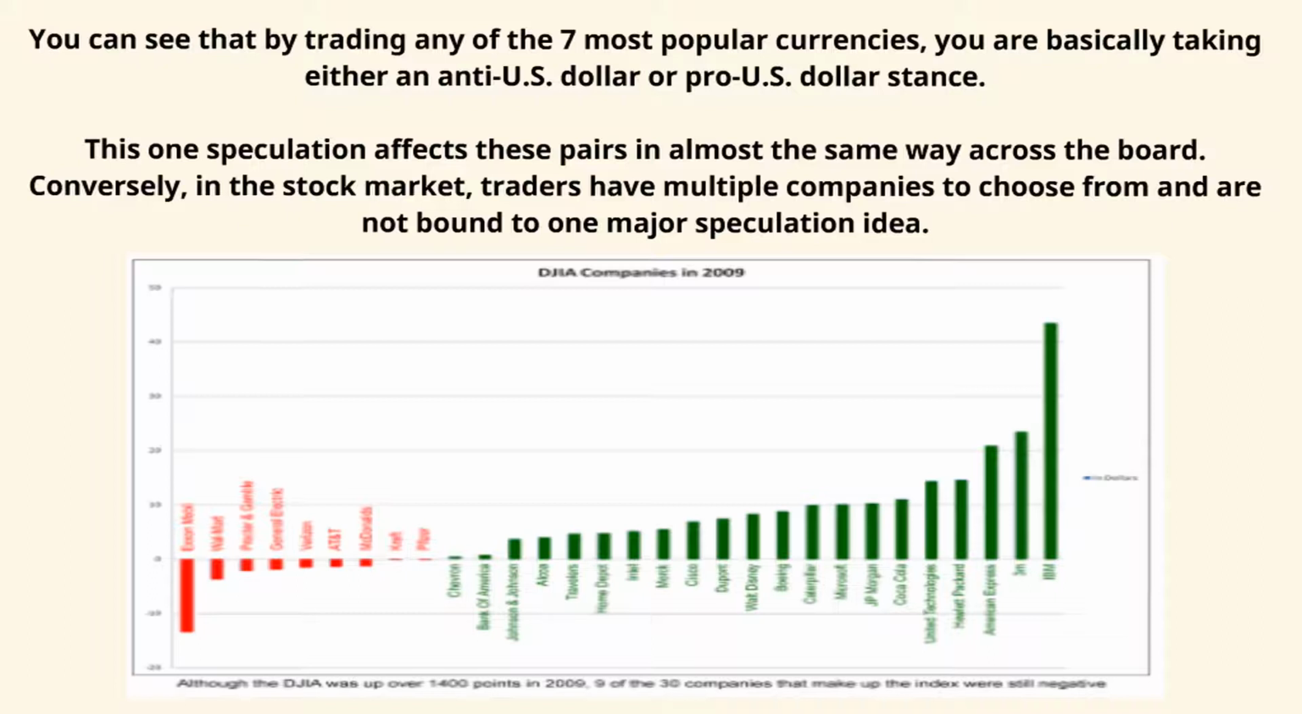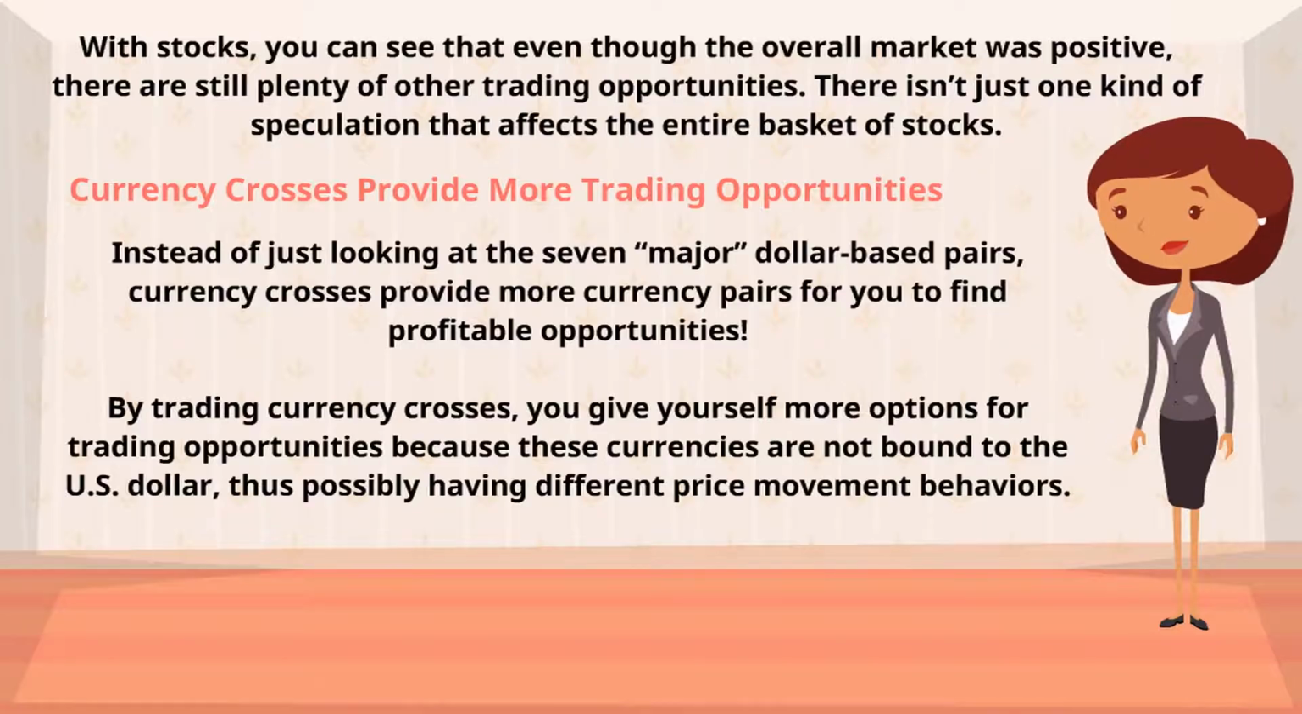Conversely, in the stock market, traders have multiple companies to choose from and are not bound to one major speculation idea. With stocks, you can see that even though the overall market was positive, there are still plenty of other trading opportunities.